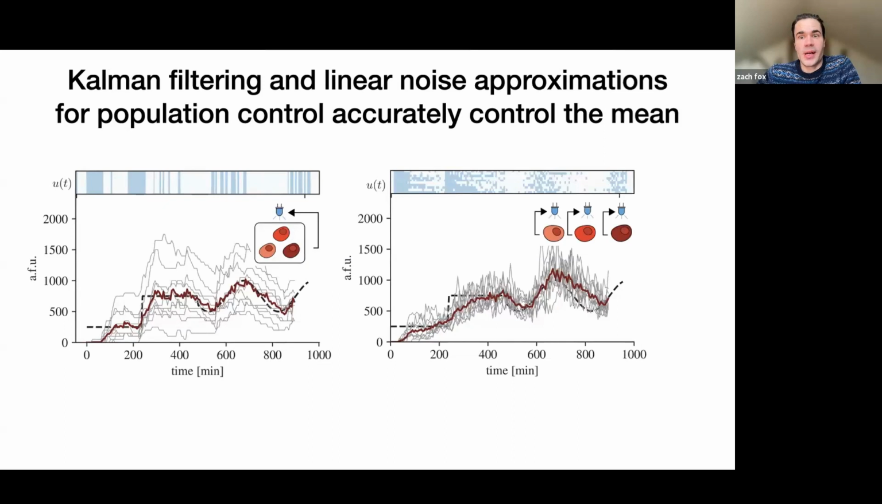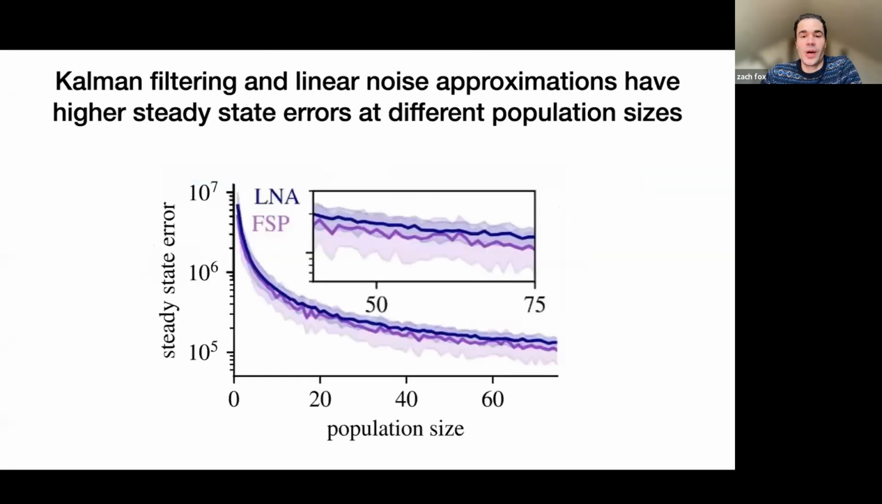And then we did some further comparisons between the population level controls and the single cell controls to understand when population controls are good, what are they good at, what are the limits of the single cell control, what are the trade-offs. And so here on the left, I'm showing this is all still simulated. The simulated control for the population. And you kind of see what we saw in the experimental results, where the mean tracks nicely, but you have a lot of variability across single cell trajectories. Whereas for the single cell control, you have a much more precise control. And so we quantified some of this.